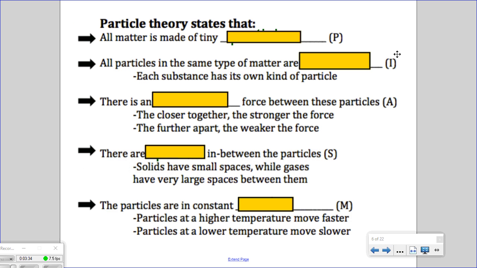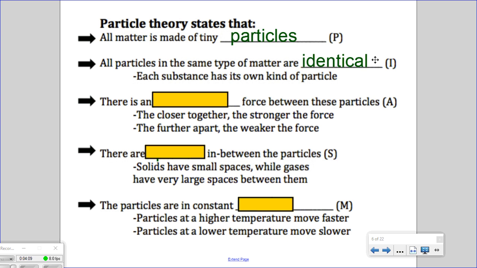Now, to help explain these different properties of matter, we can use what is called the particle theory. The particle theory has five different points to it, all of which can be used to explain the behavior of matter. So in particle theory, the first point is that all matter is made up of tiny particles. Second point is that all particles in the same type of matter are identical. So each substance has its own kind of particle.